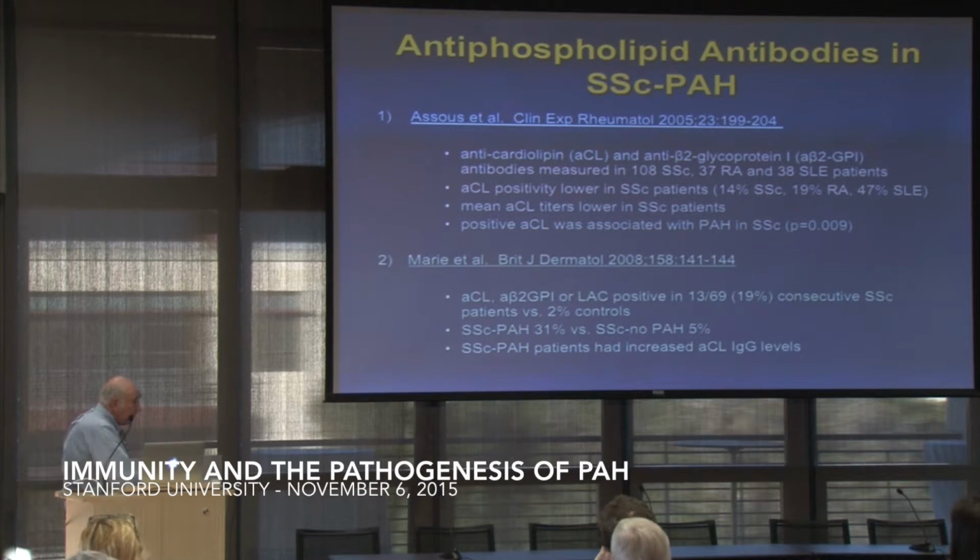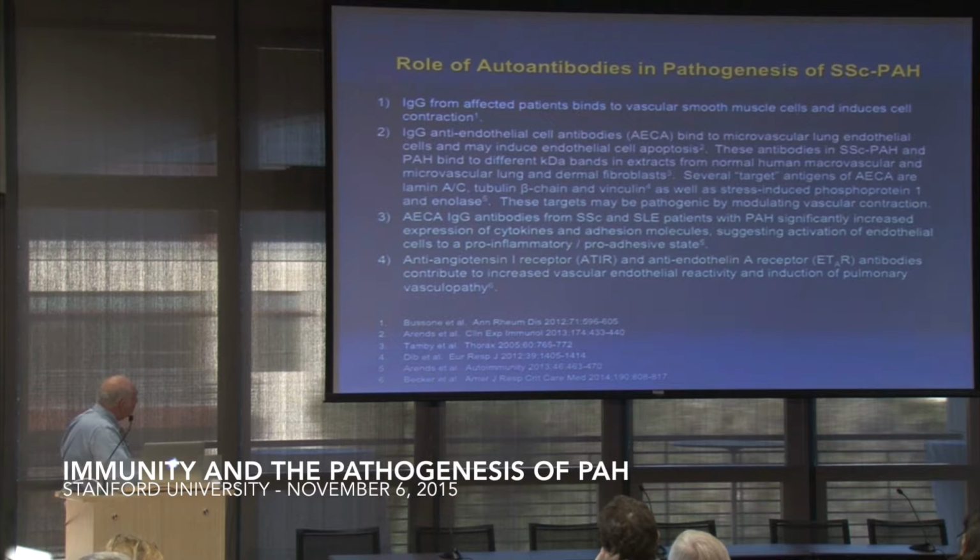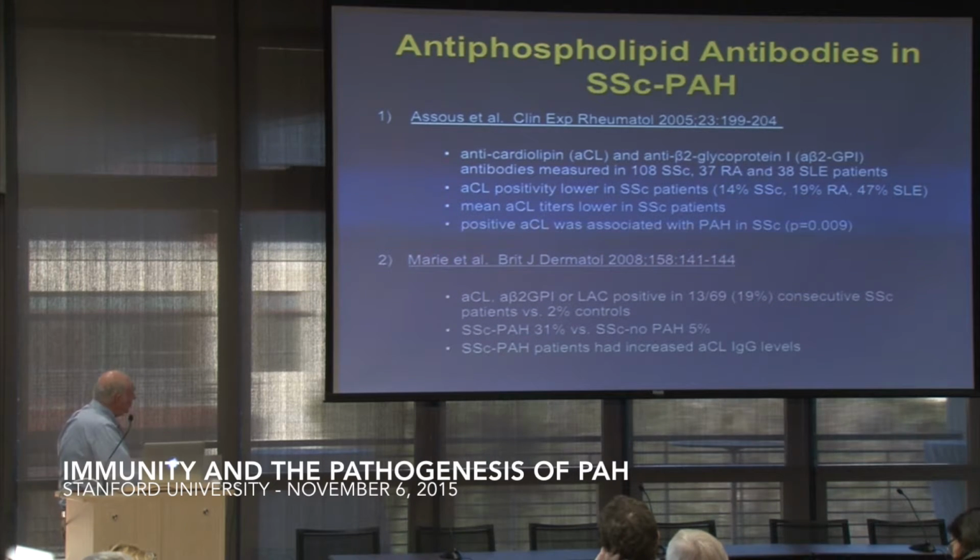Antiphospholipid antibodies have been of interest because of the possibility of clotting in the pulmonary system. And here are 2 studies from France. The first has to do with anticardiolipin and anti-beta-2 glycoprotein antibodies measured in scleroderma, RA, and lupus patients. Anti-cardiolipin antibody positivity was lower in scleroderma compared to the other two groups. The mean ACL titers were lower, but positive ACL was associated with pulmonary hypertension. Again, small numbers, and does not apply to the vast majority of individuals with scleroderma who develop pulmonary hypertension.